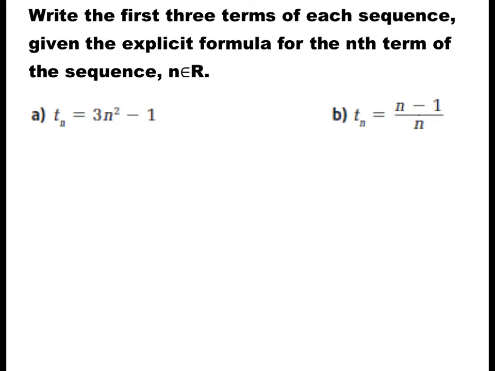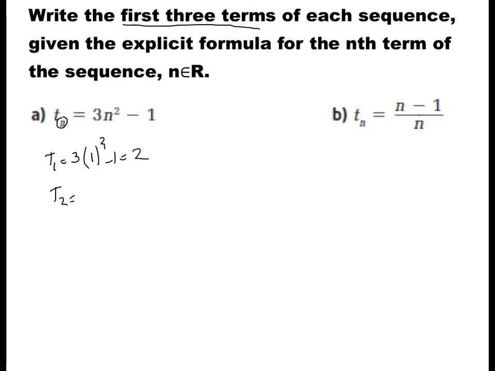Now t sub n represents the nth term, and n is the term number. So the first one says the nth term is equal to 3n squared minus 1. I have to write the first 3 terms in this sequence. This means that t sub 1 is equal to 3 times 1 squared minus 1, remember t sub 1 means n is equal to 1. 1 squared is 1, so 3 times 1 is 3, minus 1 is 2.